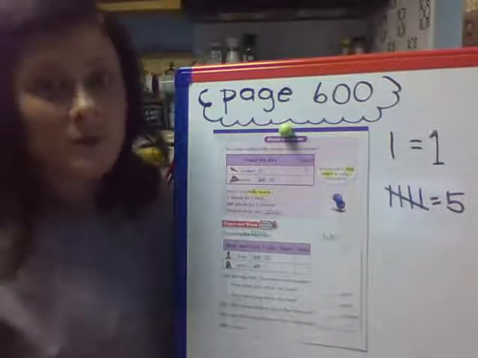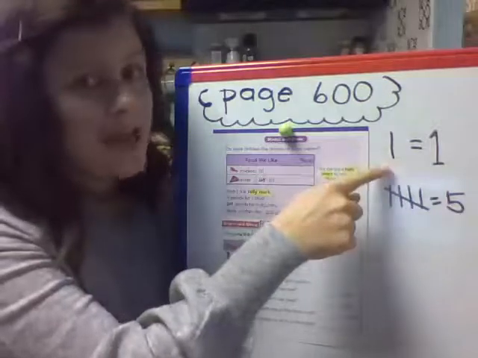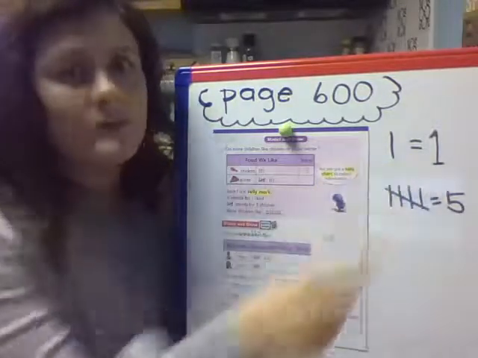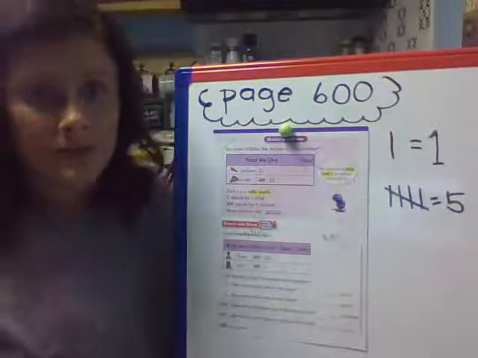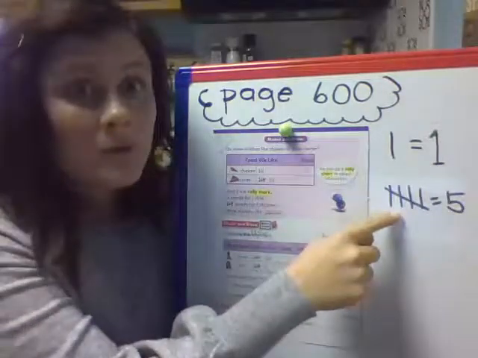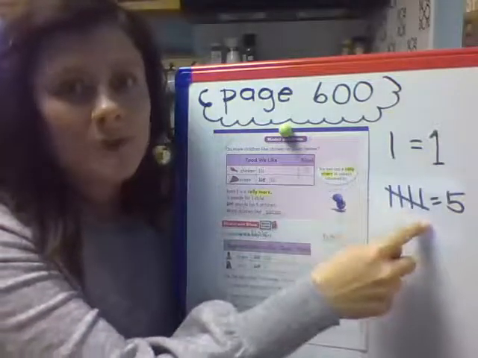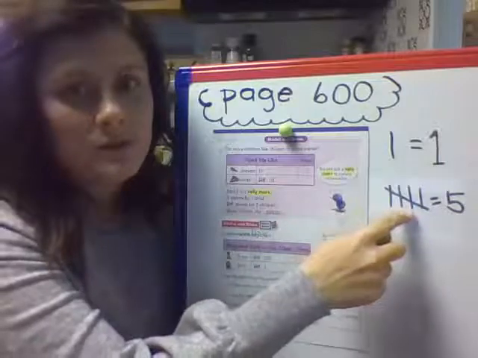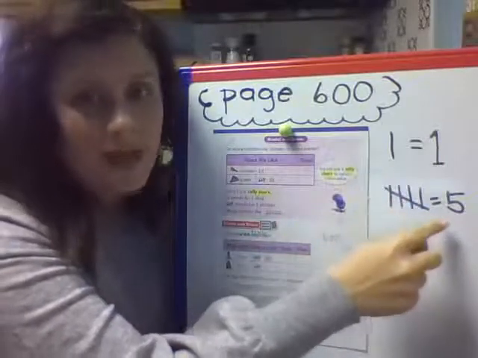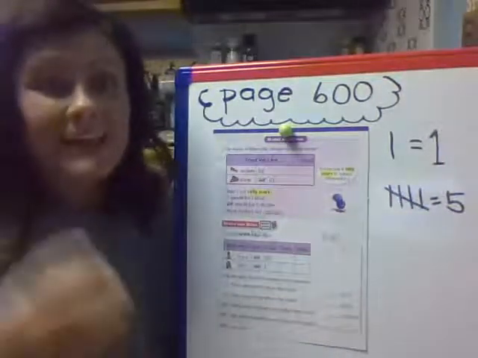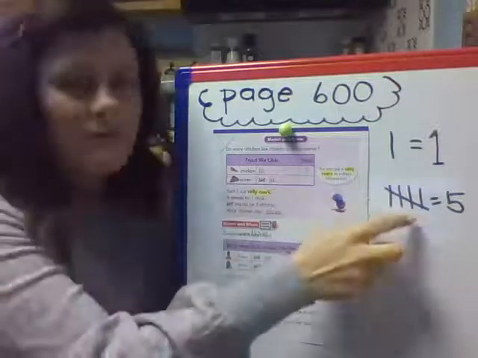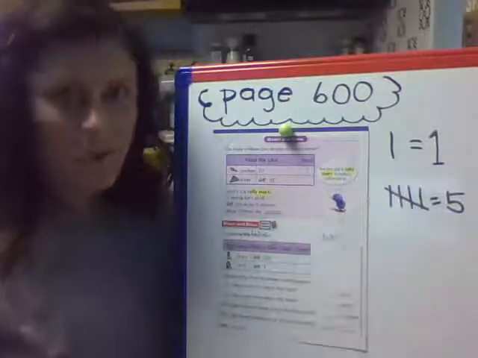Now, a little reminder that a tally by itself equals 1. So we just count on 1 for every tally. But remember, when we get to 5, we cross it over. So it goes 1, 2, 3, 4, 5. So if you see a group of 5, we want to count on after that by ones.